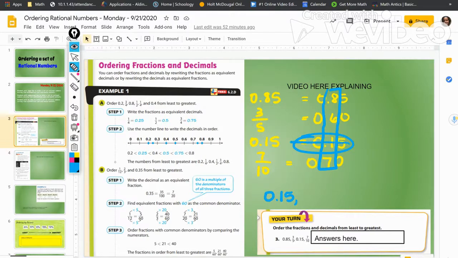I'm going to cross that out. Then my next smallest number is 6/10 or the 3/5. Cross that out. My next smallest is 7/10. And then that leaves me with 85/100 left. Okay? And that's how you're going to order those.